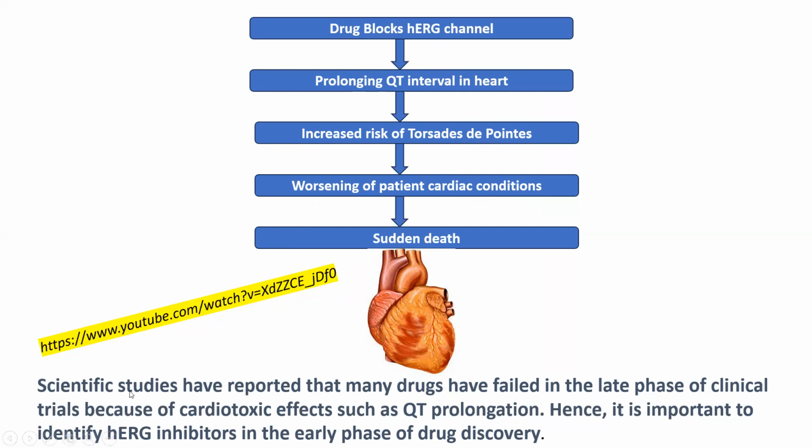Scientific studies have reported that many drugs have failed in the late phase of clinical trials only because of cardiotoxic effects such as QT prolongation. Hence, it is important to identify hERG inhibitors in the early phase of drug discovery. This line is very important: identification of hERG inhibitors in the early phase of drug discovery, so that afterwards the risk of QT prolongation will be reduced.